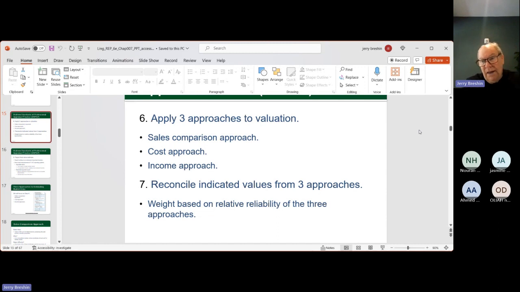So the challenge is to look for a home that is similar to the one that's being sold, which might be almost impossible if a home is a few years old and has been modified, things have been added, that sort of thing. That's what's challenging about the sales comparison approach.